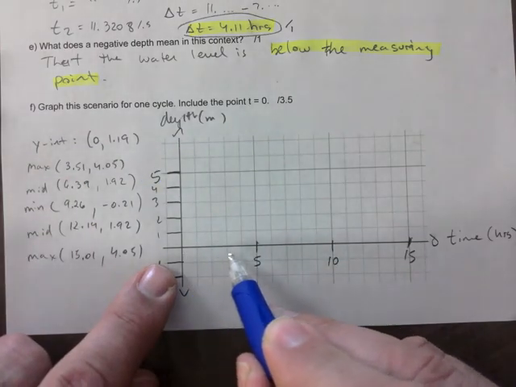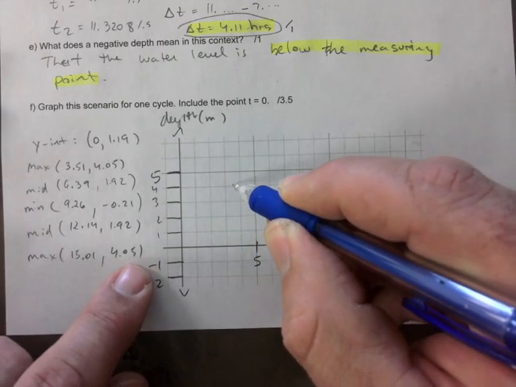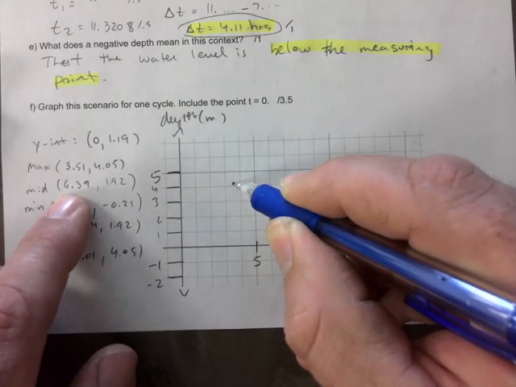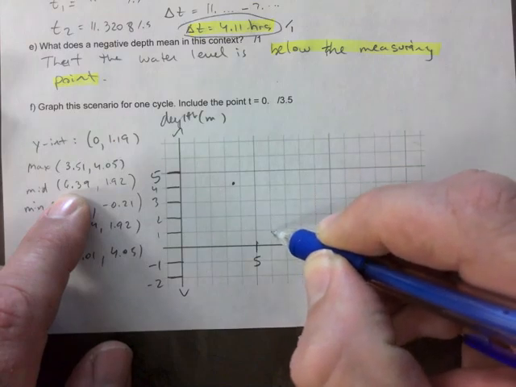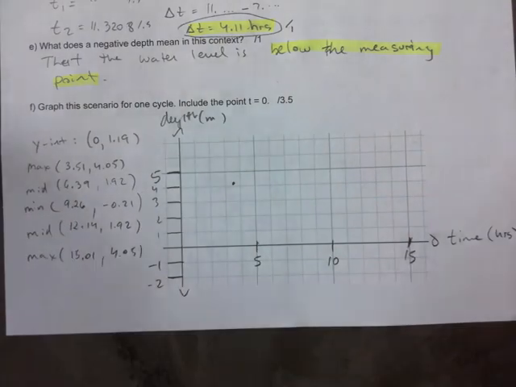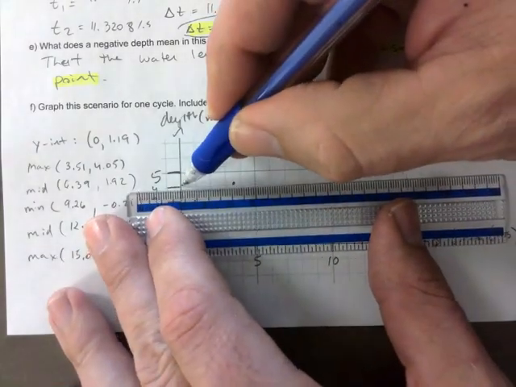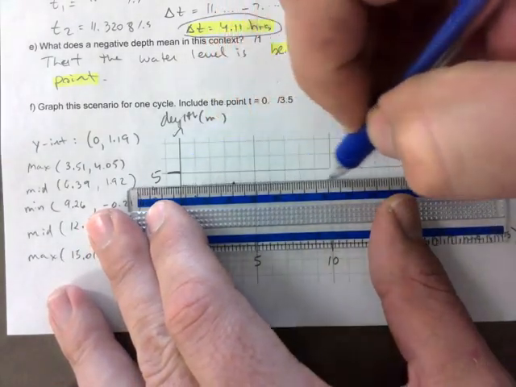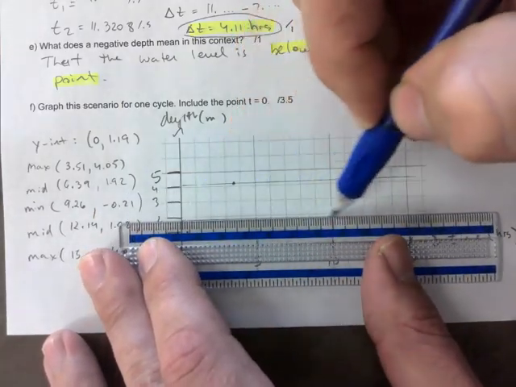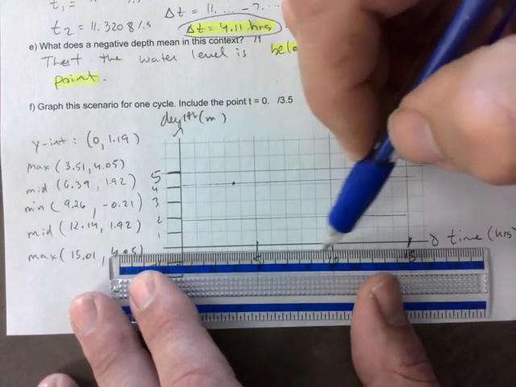A scale of 1 here worked just fine. 3.51, 405 is right there. 6.31, this is 6, and it's 192. I should probably do it. I know I'm going to mess up if I don't. I'm just going to make my max and min. Okay, I'm just going to make that up here. 1.92 is right there. And then my lowest is right there.